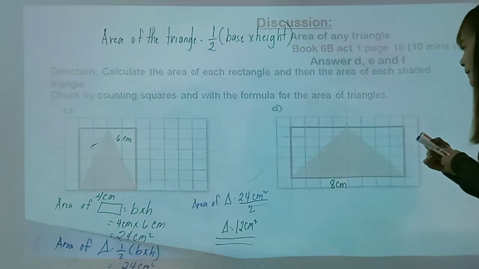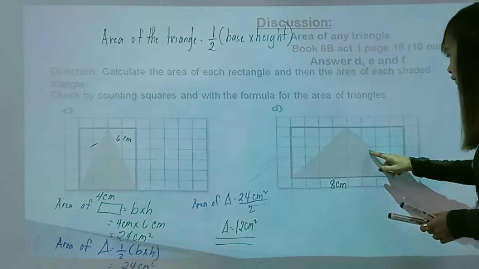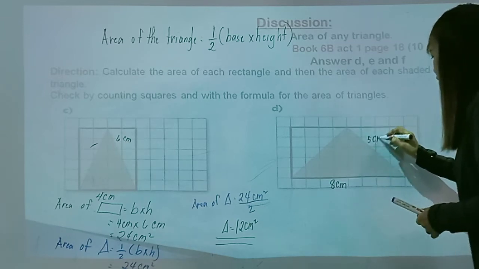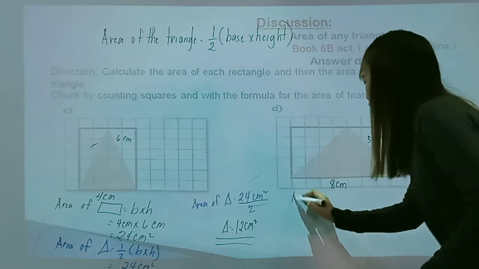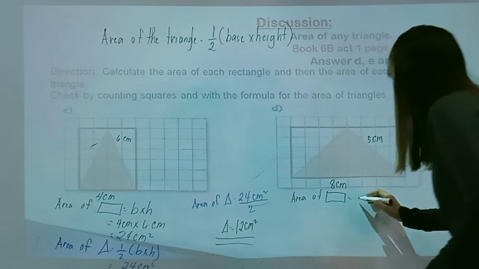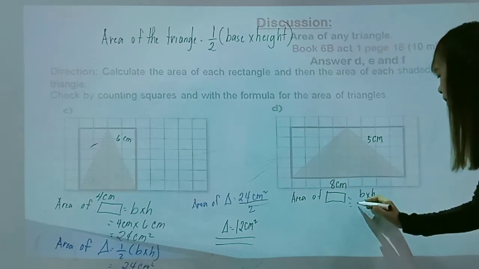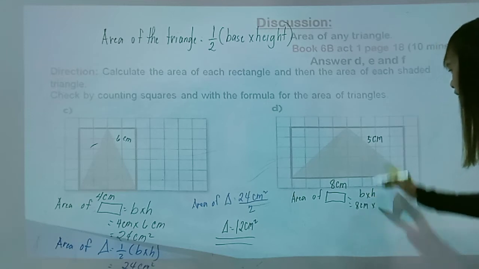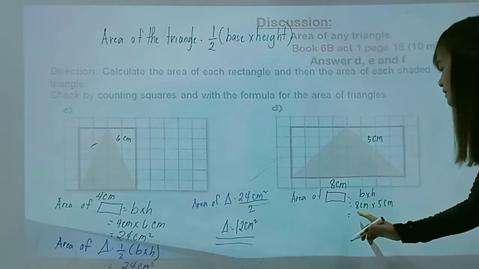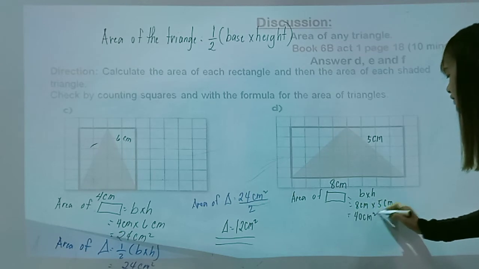How about the height? Let us count the height. 1, 2, 3, 4, 5. So this is 5 centimeter. For the area of the rectangle, let us multiply the base times the height. The base is 8 centimeter and the height is 5 centimeter. 8 times 5 is equal to, very good, 40 centimeter squared.